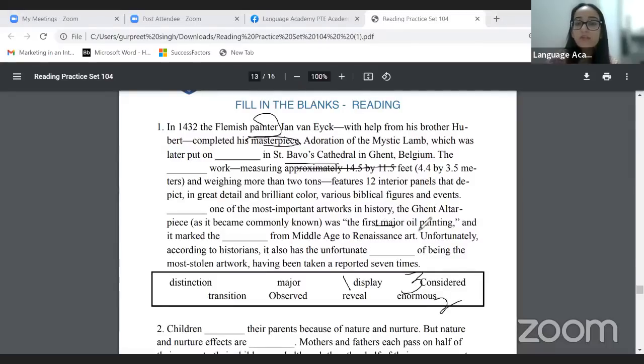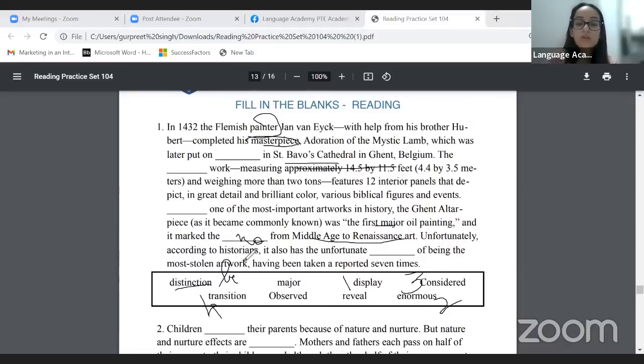So it was the first major oil painting, and it marked the dash from Middle Age to Renaissance art. After the comes a noun. We have two nouns in the options. It marks the distinction, but distinction is between. If we are having two things, then it should be between two things. But here we are having two things, but we have from and to. Distinction doesn't go with from and to. So we have to go with transition, and transition always shows a change from one to another. So transition can come with from and to.